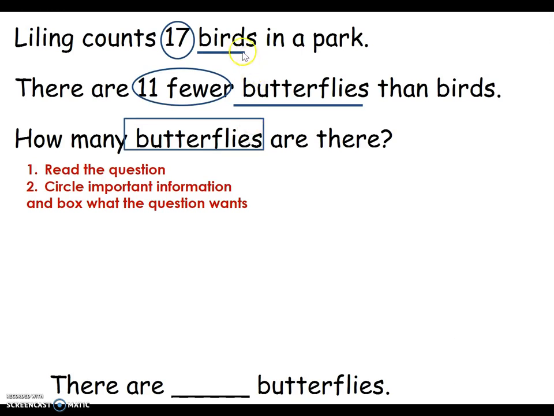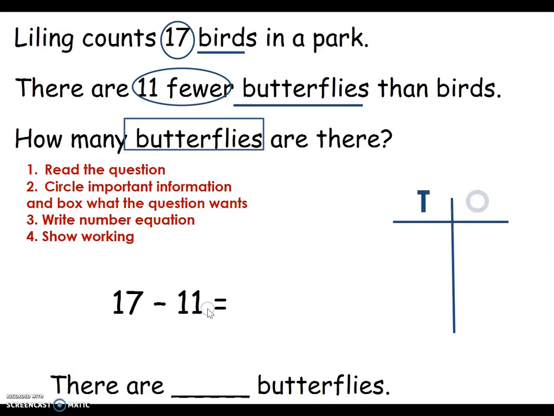Okay, now, so we know that there are birds and butterflies. We have fewer butterflies. How many fewer? 11. Now, if something is fewer, is the number going to be bigger or smaller? Smaller, very good. And if the number is going to get smaller, are you going to add or subtract? Subtract, very good. And that's our number equation. So we have 17 minus 11.